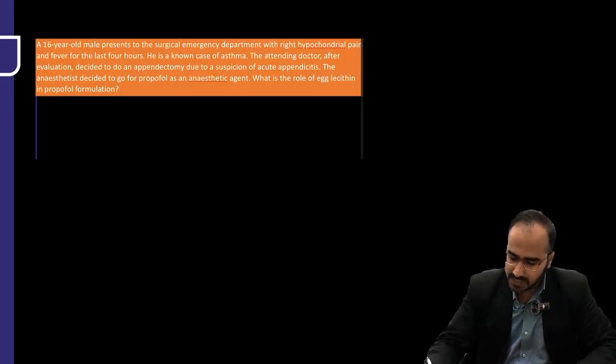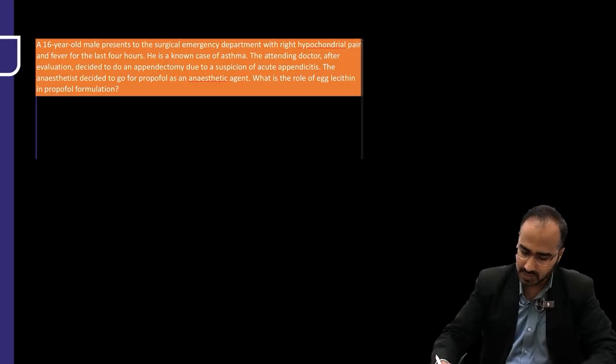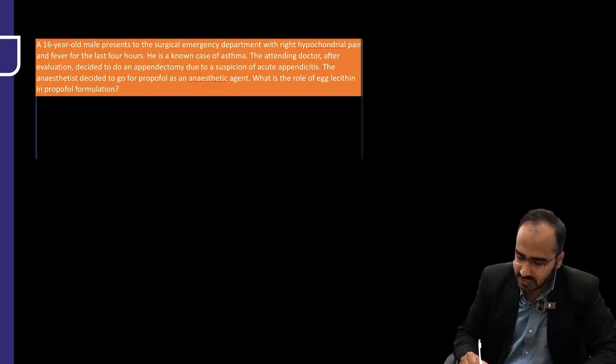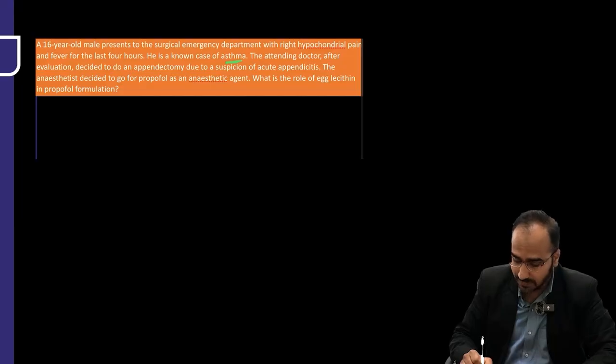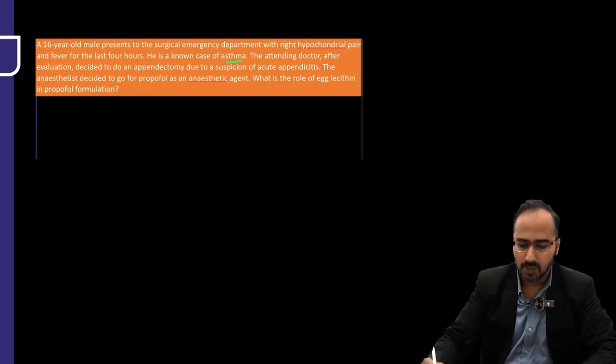A 16-year-old male patient presents to the surgical emergency department with right hypochondrial pain and fever for the last 4 hours. He is a known case of asthma. The attending doctor, after evaluation, decided to do an appendectomy due to a suspicion of acute appendicitis. Appendectomy is normally done under spinal, but he is posted for general anesthesia. So the anesthetist decides to go for propofol. What is the role of egg lecithin in propofol formulation?